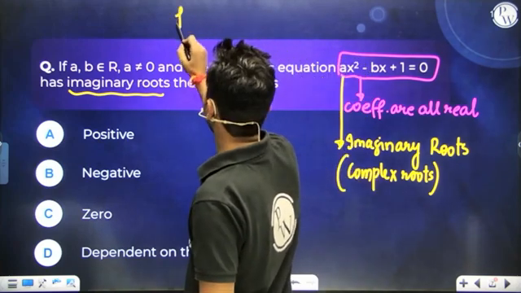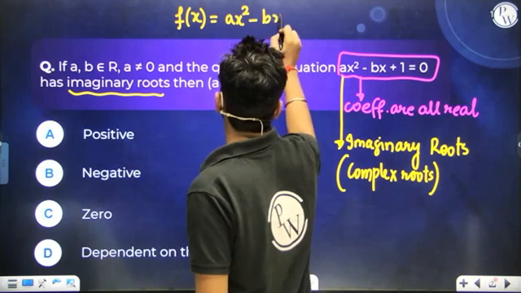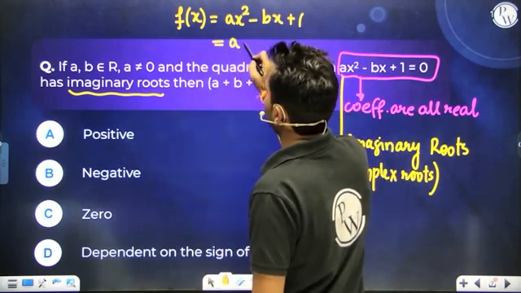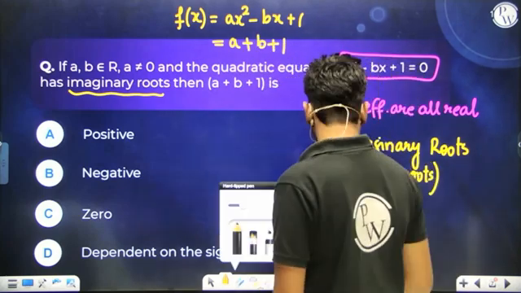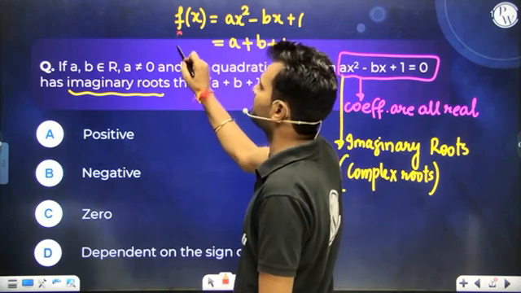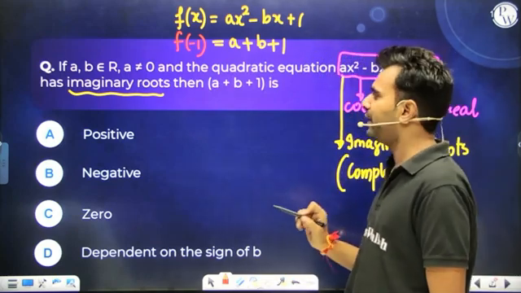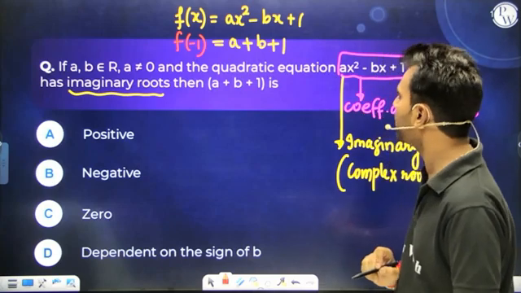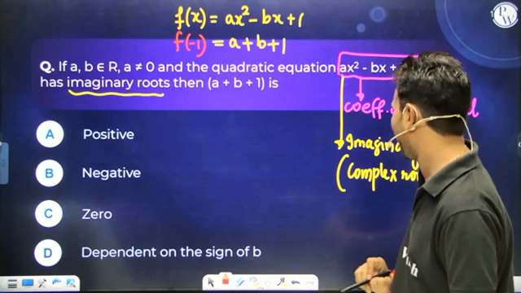Okay. Then now it is asking us about a plus b plus 1. If you remember, I have told you that if f of x is like this, then what should I put in place of x so that I get a plus b plus 1 from here? What should I put in place of x so that I can get this kind of an expression in quadratic equations we have learned? So it is nothing but f of minus 1, right? So the question wants to know the sign of f of minus 1, right?